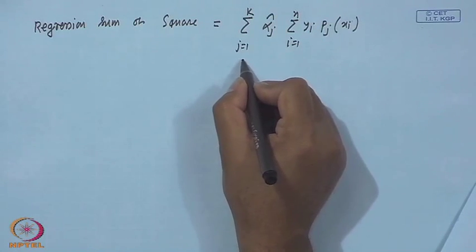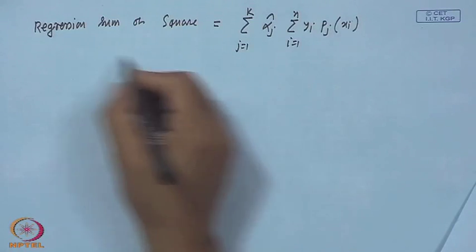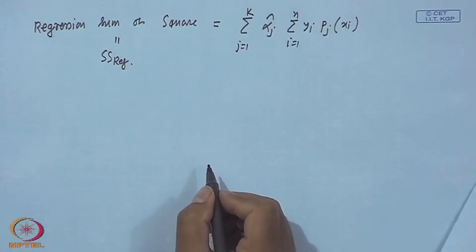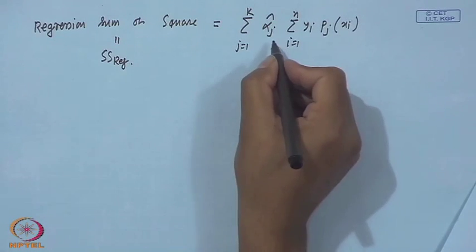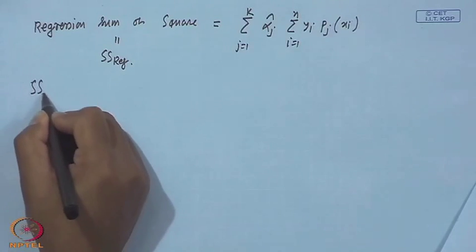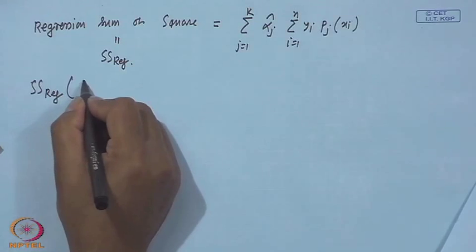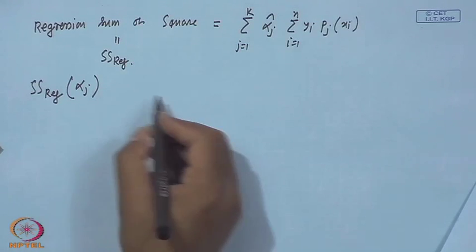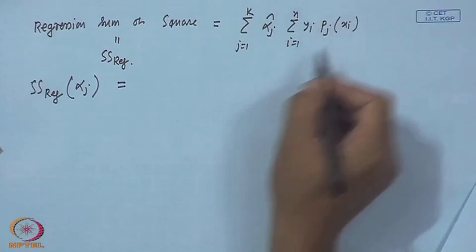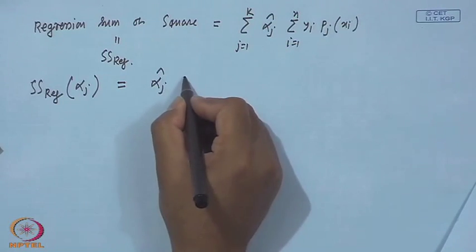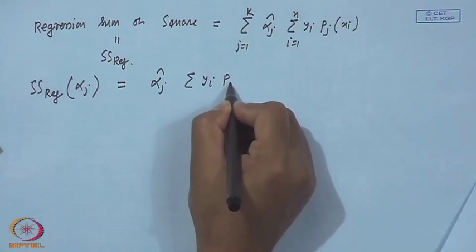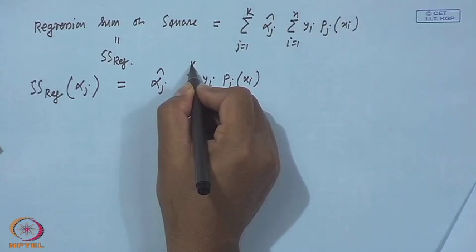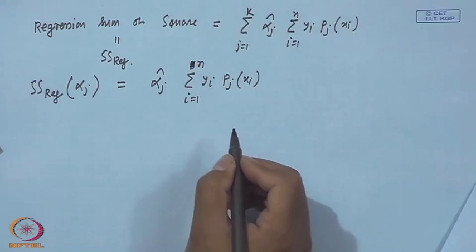Now, what I want to say here is that this is the total regression sum of square, that is SS regression. Now, what is SS regression due to the jth term? The notation for that is SS regression due to alpha j, the jth term, where the jth term is alpha j P j x_i. That is nothing but the jth term here, alpha j hat times summation y_i P j x_i, i equal to 1 to n.